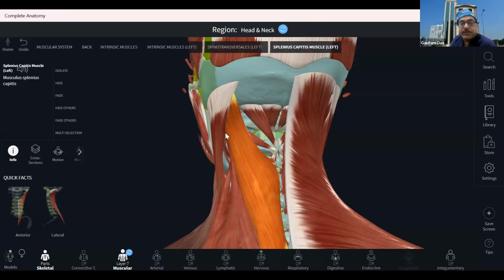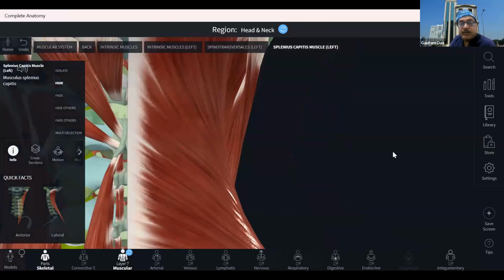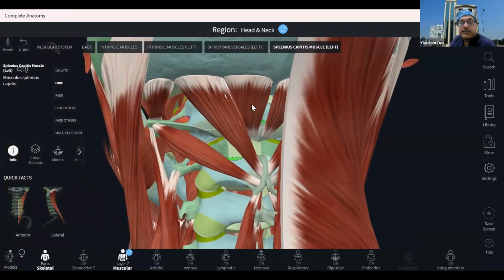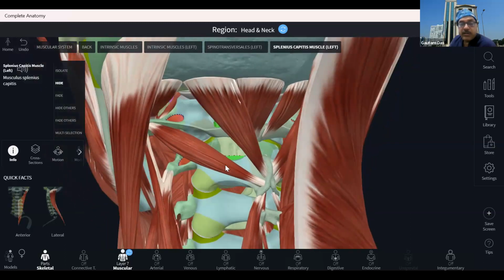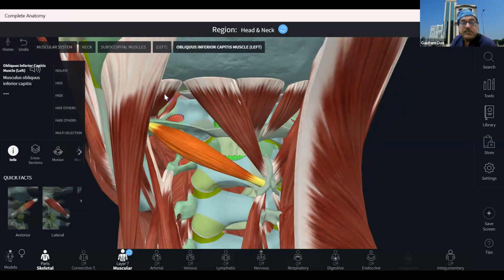Let me remove the splenius capitis also. Then this is your rectus capitis posterior minor, close to the midline. Then this is your rectus capitis posterior major. Rectus capitis posterior minor is inserted at the arch of C1. The rectus capitis posterior major attaches at the level of the C2 spinous process. And our area of interest is this muscle. This muscle is your what? The inferior oblique. This is your superior oblique muscle.